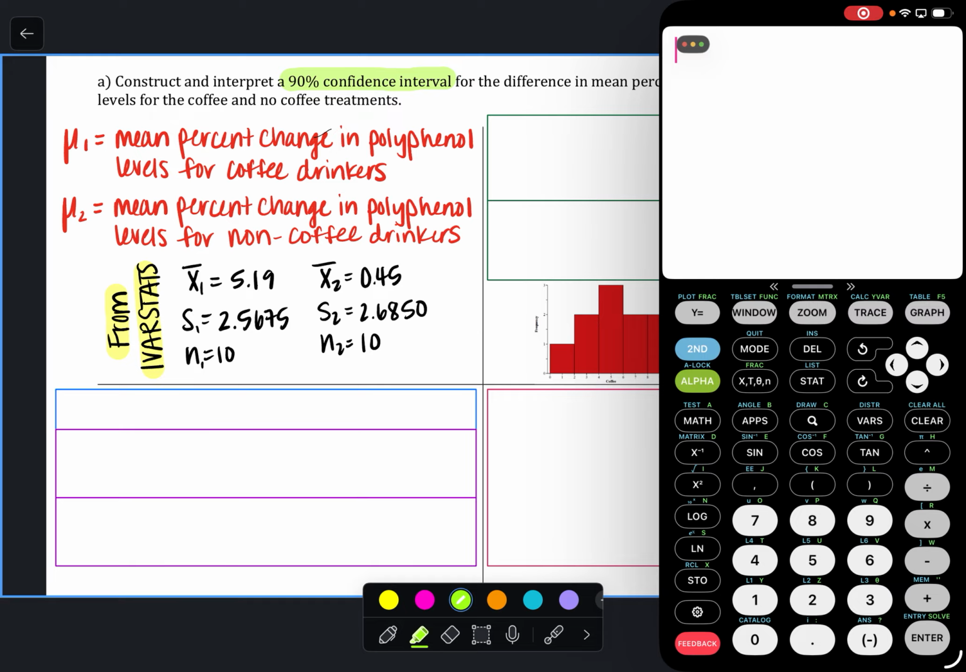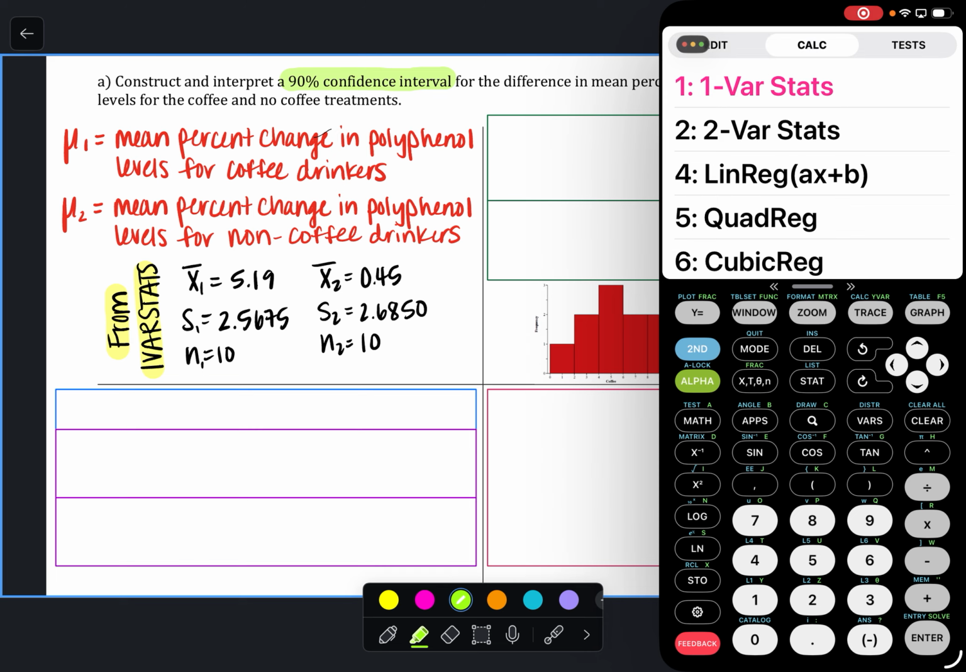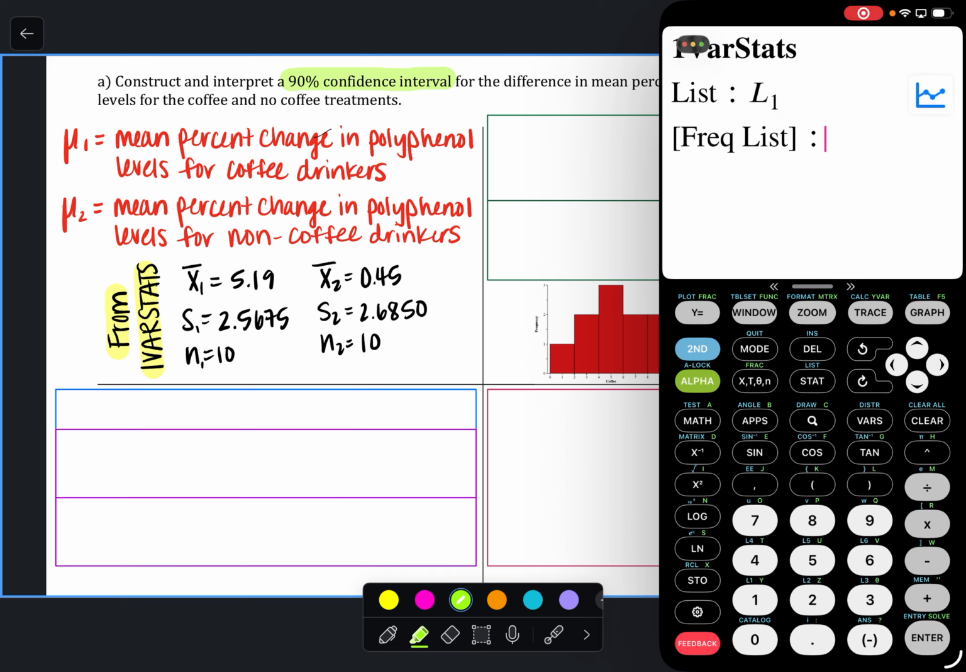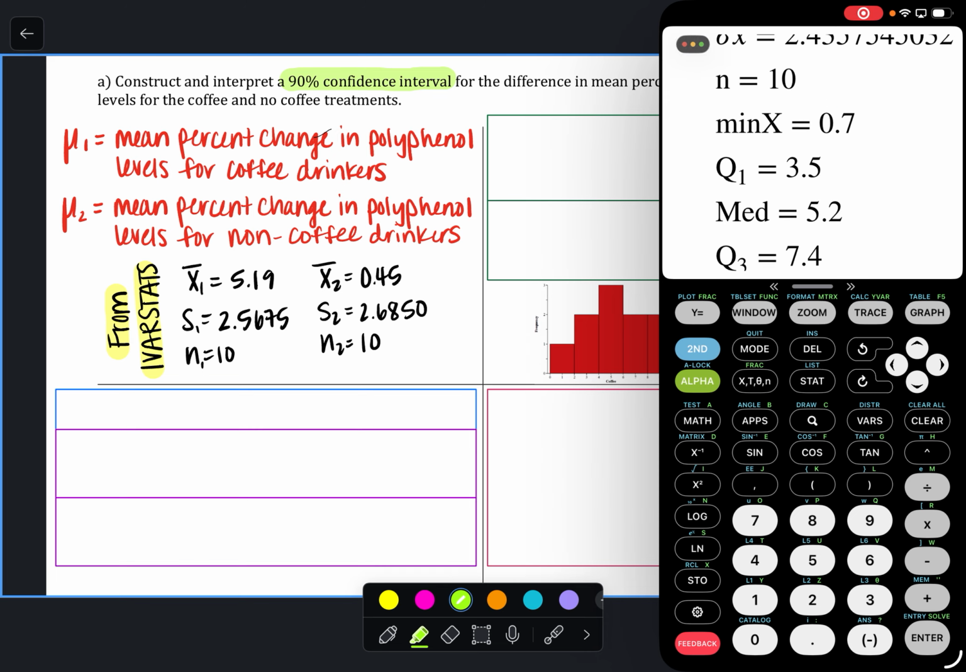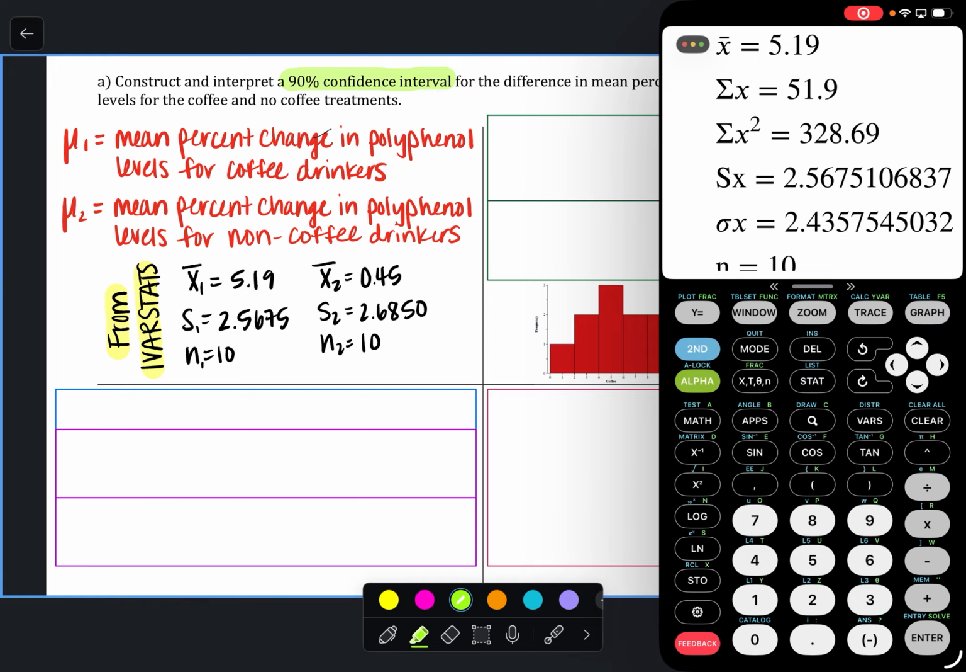You can kind of just listen along. I am going to go to, I have my data in stat edit, L1, L2. I'm going to go to stat calc, and then I'm going to go to one var stats. I'm going to run them for L1, and I got my X bar, my S, and my N. So I did that for both sets of data, which is where those summary statistics are coming from.